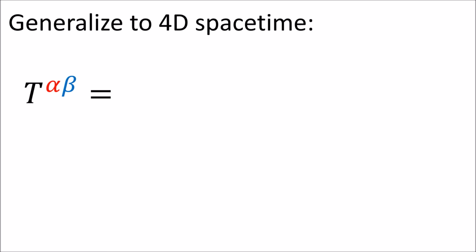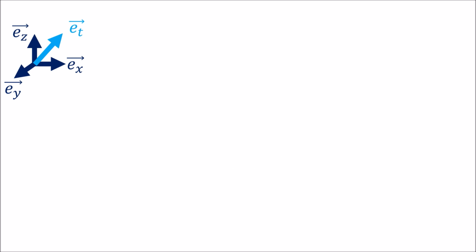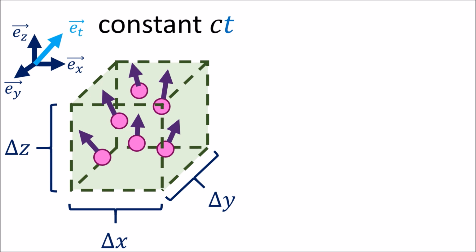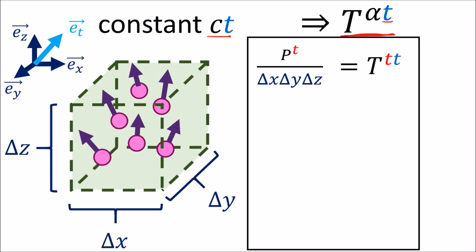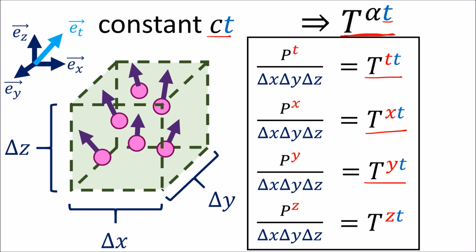We can generalize this approach to 4-dimensional spacetime by looking at the amount of 4 momentum flux through a 3-dimensional unit spacetime box instead. If we take an xyz box of unit volume at some constant time, then we would be looking at the alpha time components of the tensor, since time is constant. Now let's look at the 4 momentum vectors of the particles living inside this volume. We can count up the total time momentum, x momentum, y momentum, and z momentum. These give the tt, xt, yt, and zt components of the energy momentum tensor.